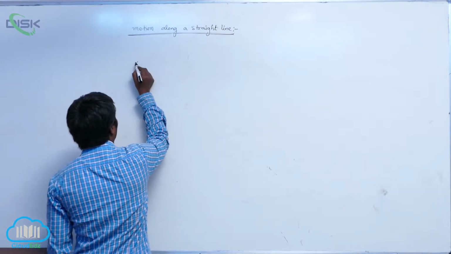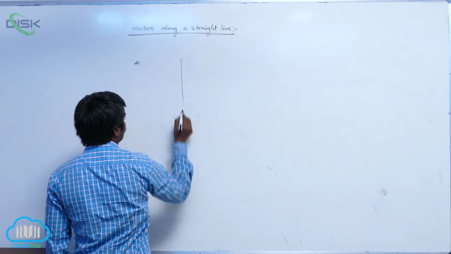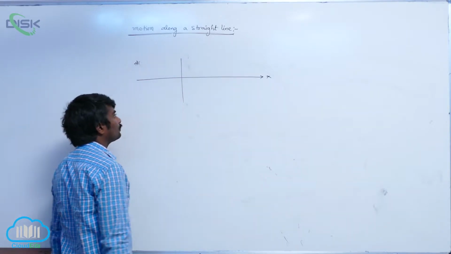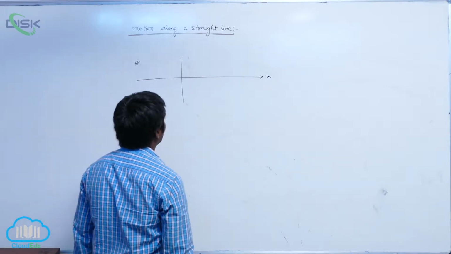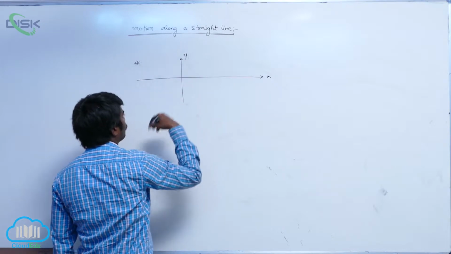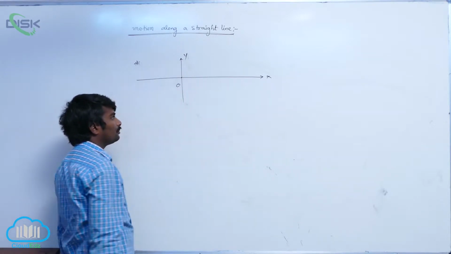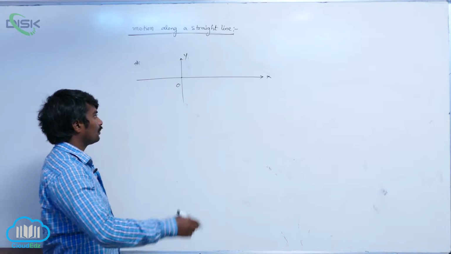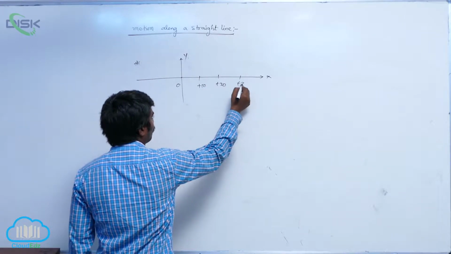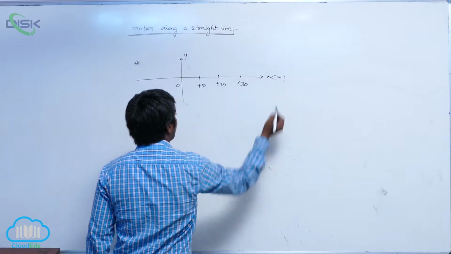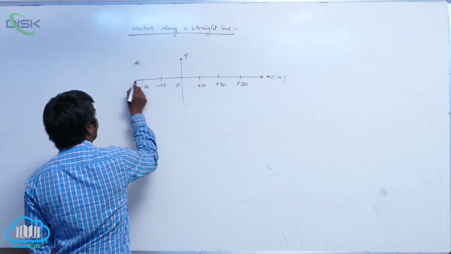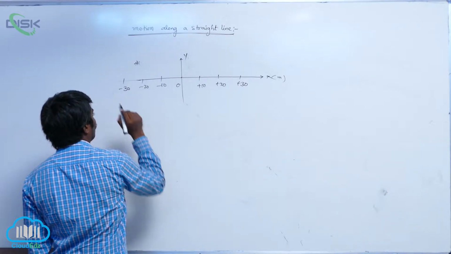And one more example let me give. The motion is confined to the x-axis. Origin, let me take this as plus 10, plus 20, plus 30. X is in meters. Minus 10, minus 20, minus 30.